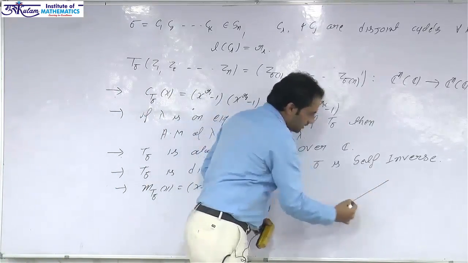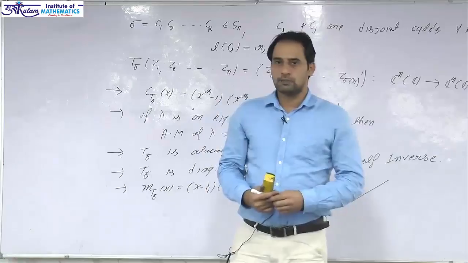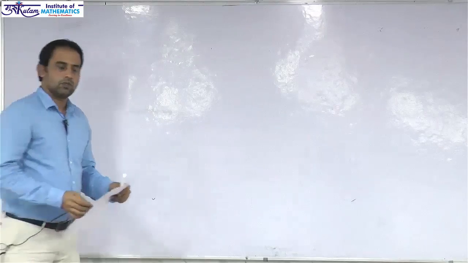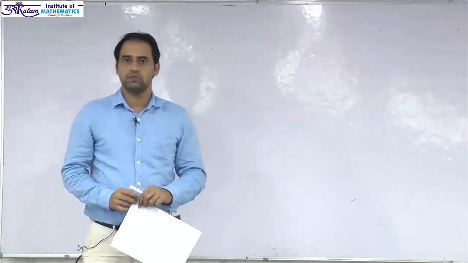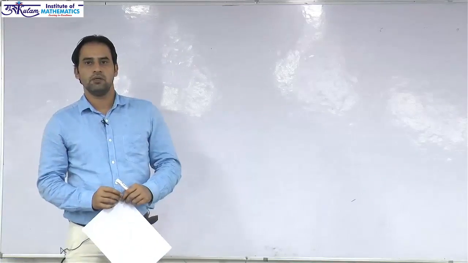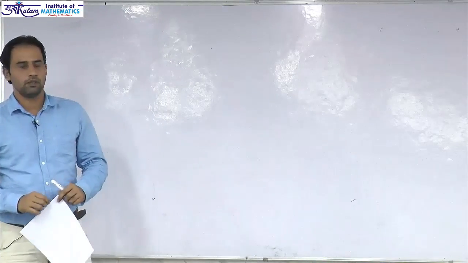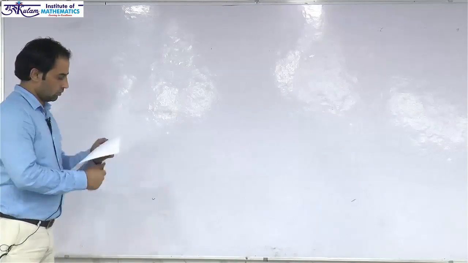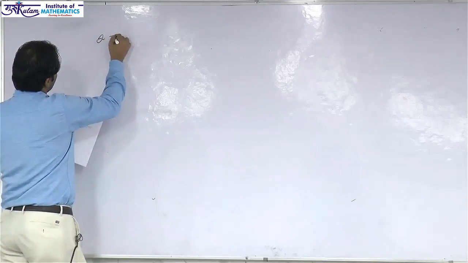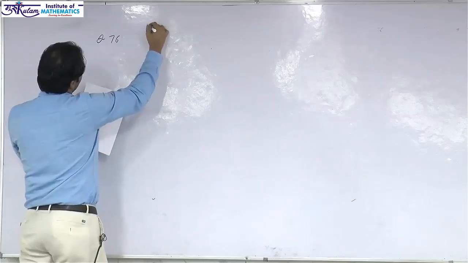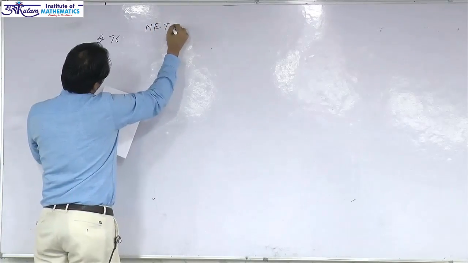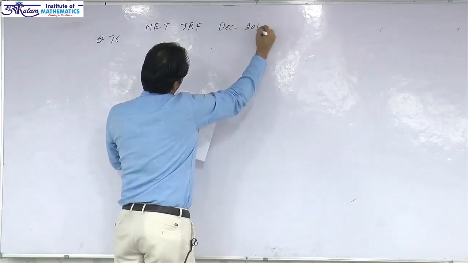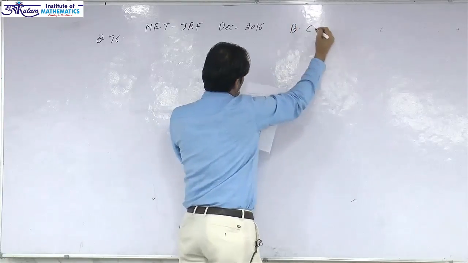Next, in the next section we will discuss some examples, some of the questions which were asked in previous year exams. So in this session we will discuss some of the questions asked in CSIR NET JRF based on the permutation operator or permutation matrix. So let's start with some questions. This is question number 76, and the exam is NET JRF December 2016, and this booklet code is A.